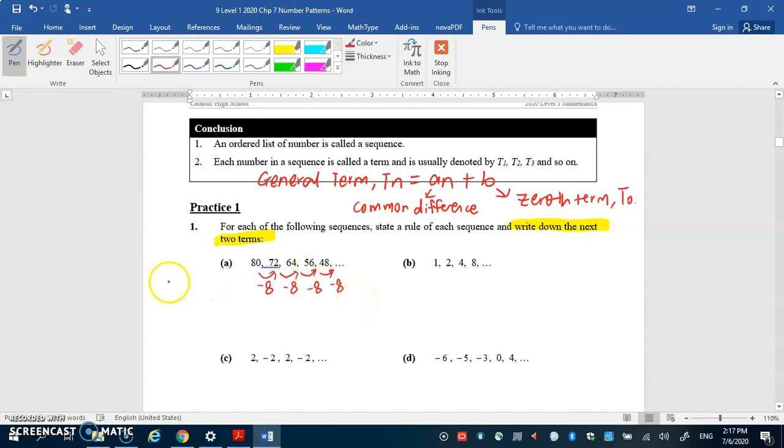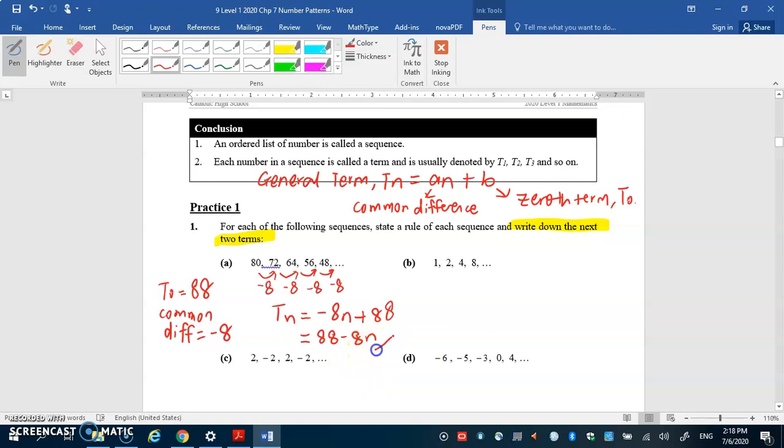So, recall what you just learned. The 0th term, that means the number before the 80, would actually be 88. That's your 88 minus 8 will give you 80, right? Okay, and then the common difference is actually minus 8. It's not just a positive number, it's a minus 8 because it's a subtraction. So, apply the formula, you will get Tn, the general term, equals negative 8n plus 88. Okay, or you can also write 88 minus 8n, same thing.